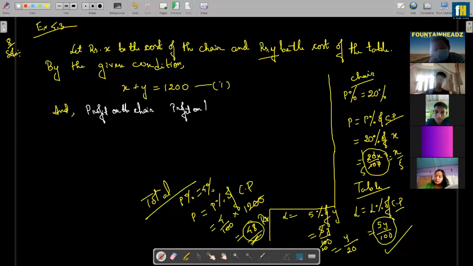In the table, it gives profit. Table gives loss and profit. The loss is given as a loss percent in the table. So the profit on the whole transaction is what the question asks.